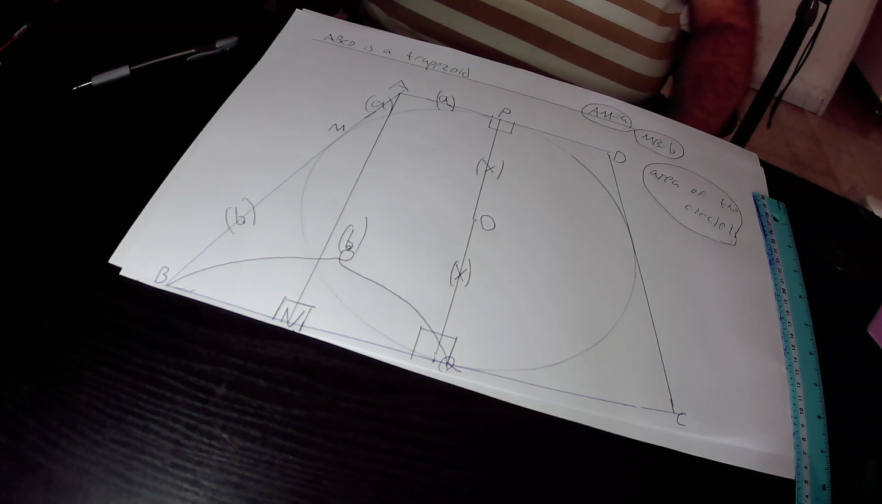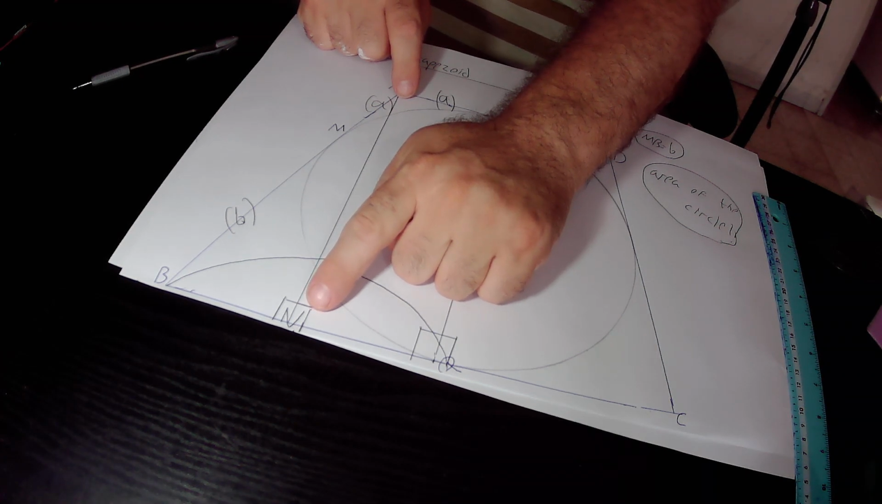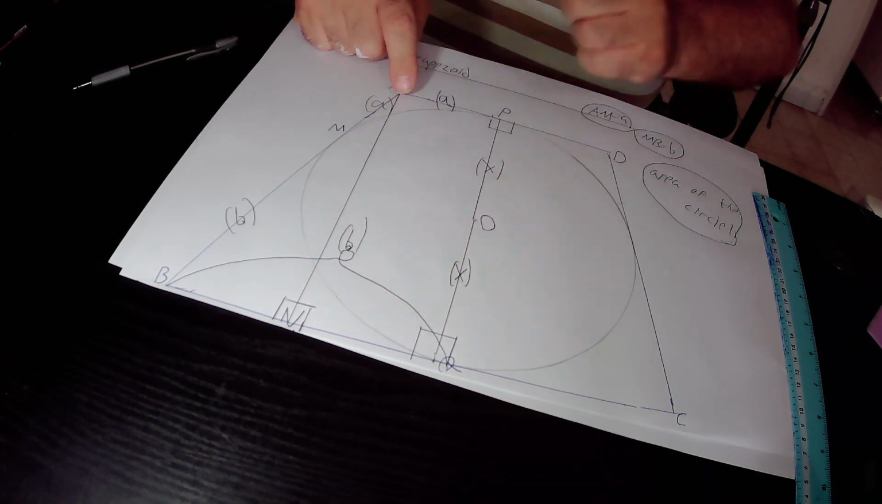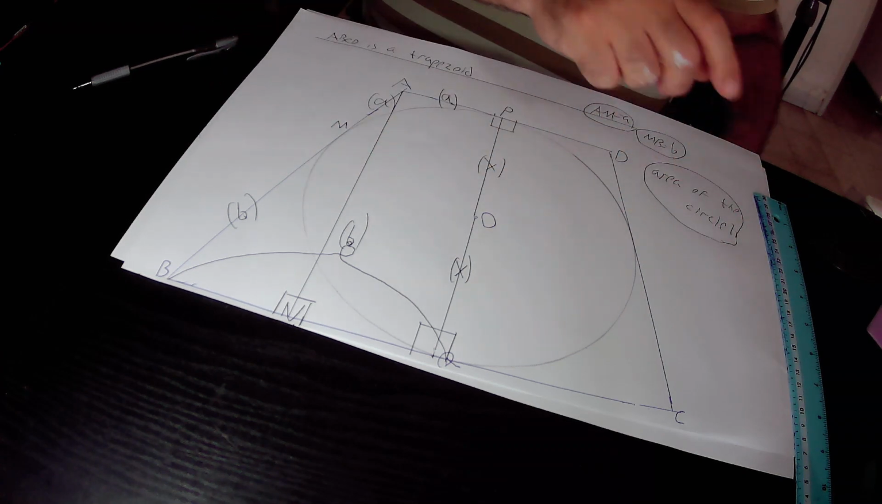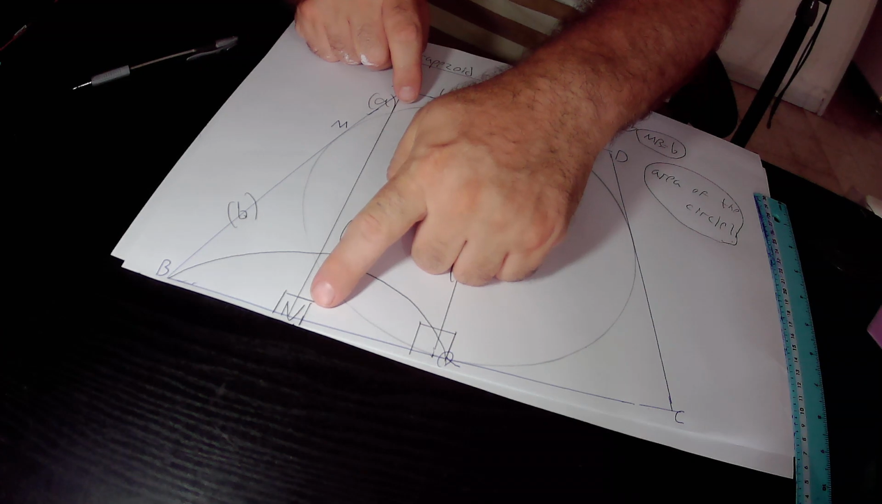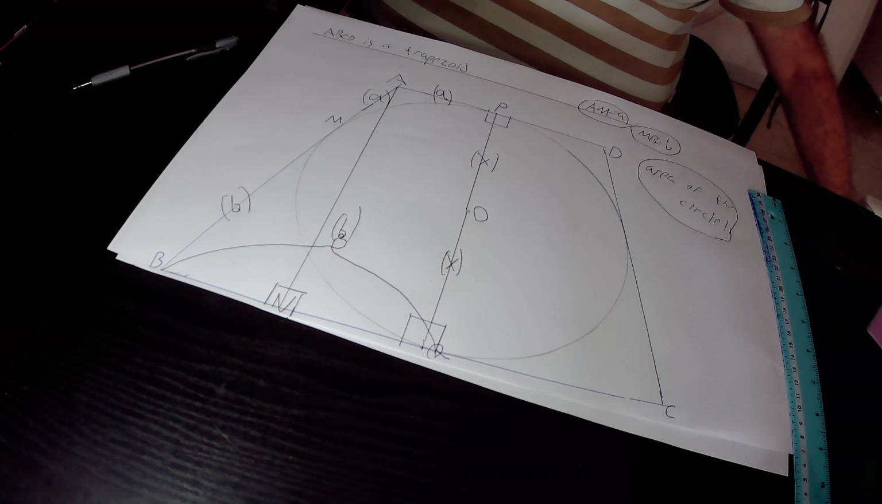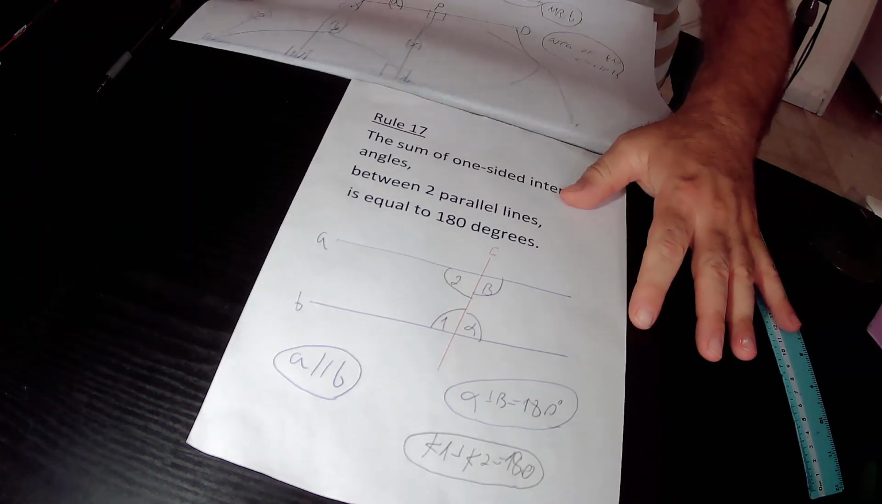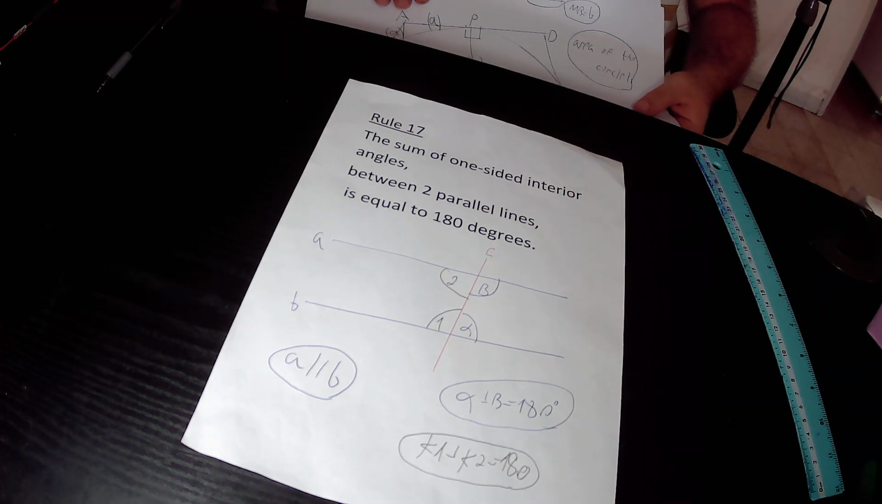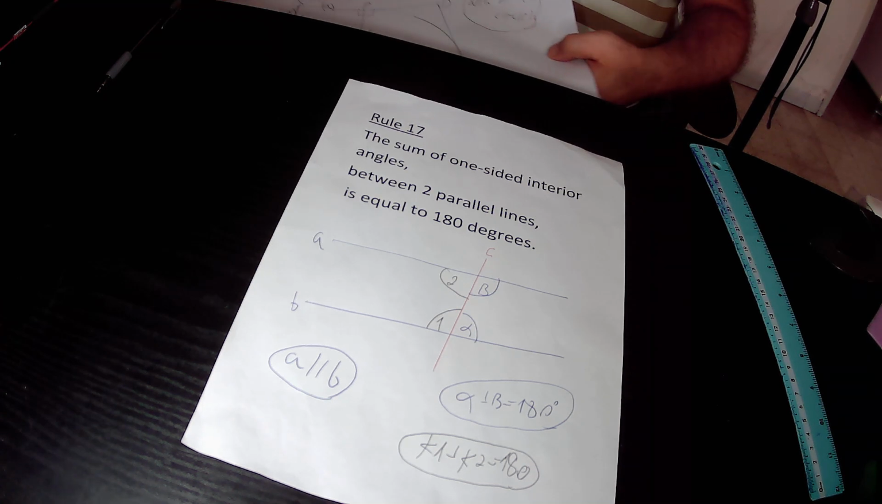So by doing this construction, we created those two one-sided interior angles, and those two one-sided interior angles are located between the parallel lines AD and BC. And therefore, according to Rule 17, the sum of those two one-sided interior angles is equal to 180 degrees. So repeat clicking on Rule 17. The sum of one-sided interior angles that are located between two parallel lines is equal to 180 degrees.